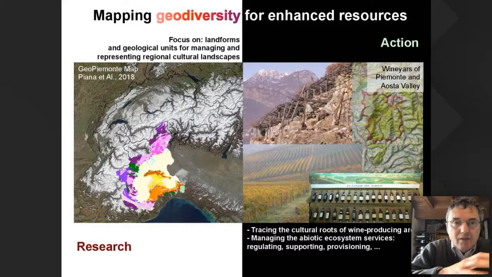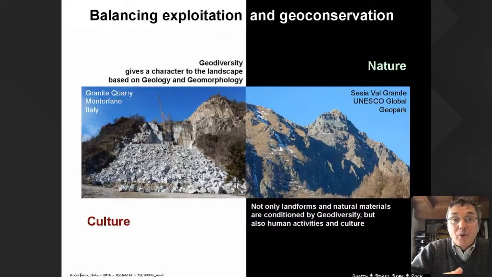We can look at the diversity of our landscape, like in my region, the Piedmont region, close to the Alps, and understand that the reason why there is a vineyard close to the Alps is related to the fact that people know the actual diversity of this land, and we can think about promoting and balancing the exploitation and geoconservation in that area, like in the granite quarry Montorfano in the Alpine region, that eventually can be seen as a culture of stone. And on the other side, in the same area, in the Sesia Valgrande Geopark, the landscape can be seen as a heritage because it's attractive for tourists visiting this Alpine area.